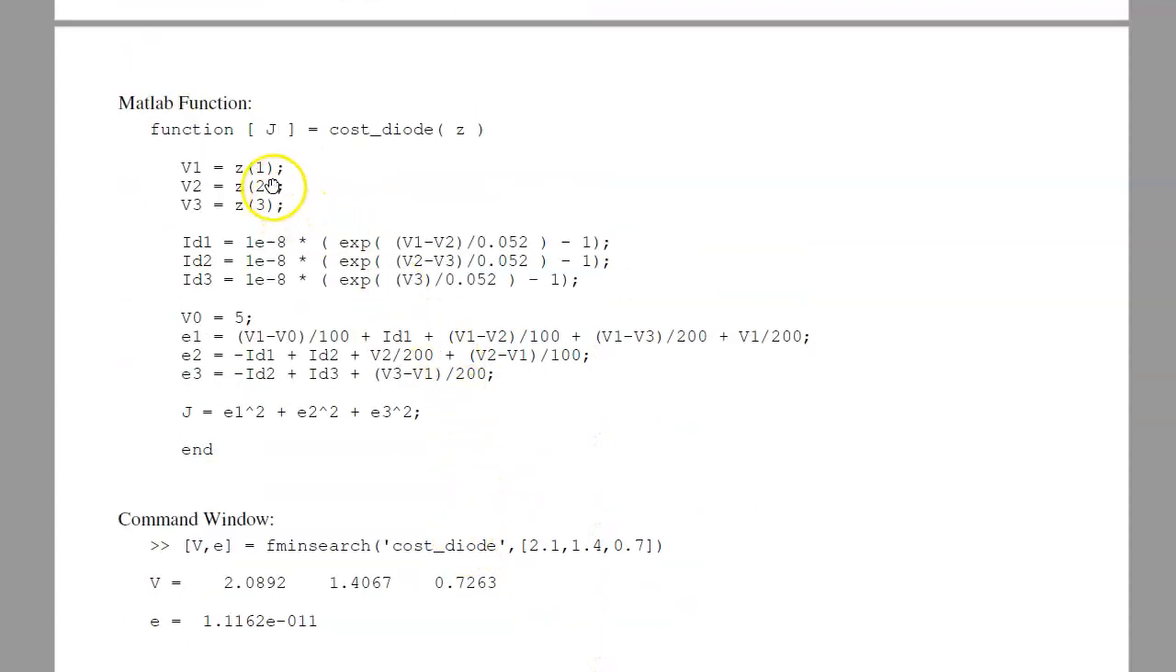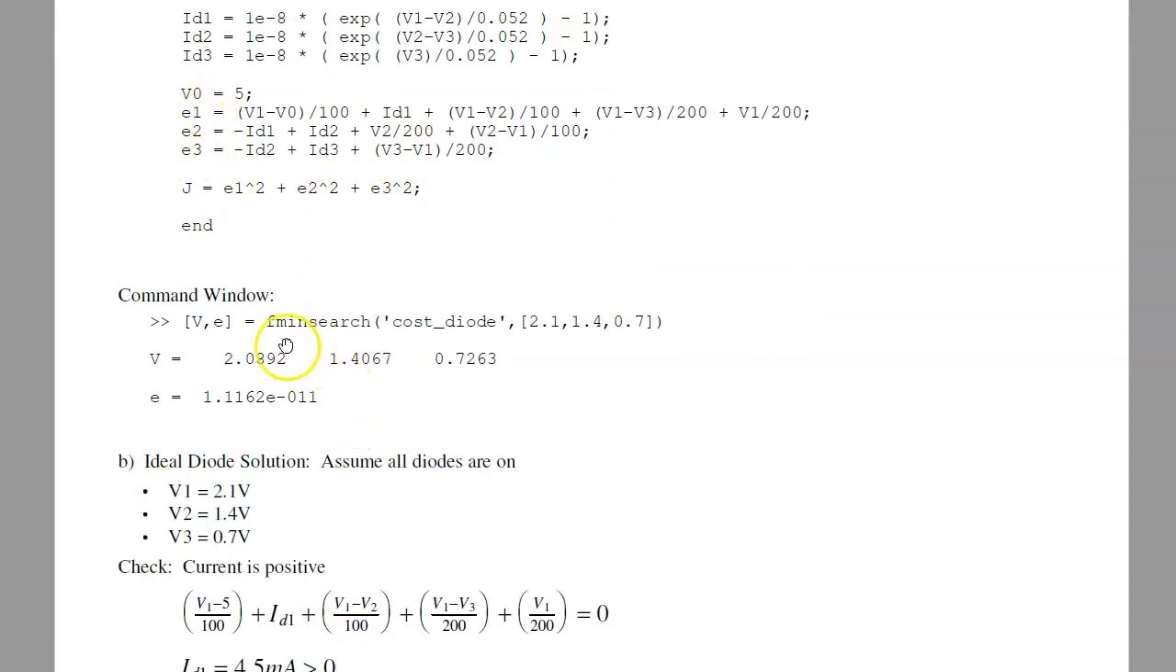I'm going to guess my voltages, V1, V2, V3. From the voltages, solve for the currents. Then I'll sum the currents to 0. If I guessed wrong, they won't sum to 0. That's my error 1, error 2, error 3. Return the sum squared error. Let fminsearch find what voltages minimize the sum squared error. It says the answer is 2.08, 1.40, 0.72 volts.